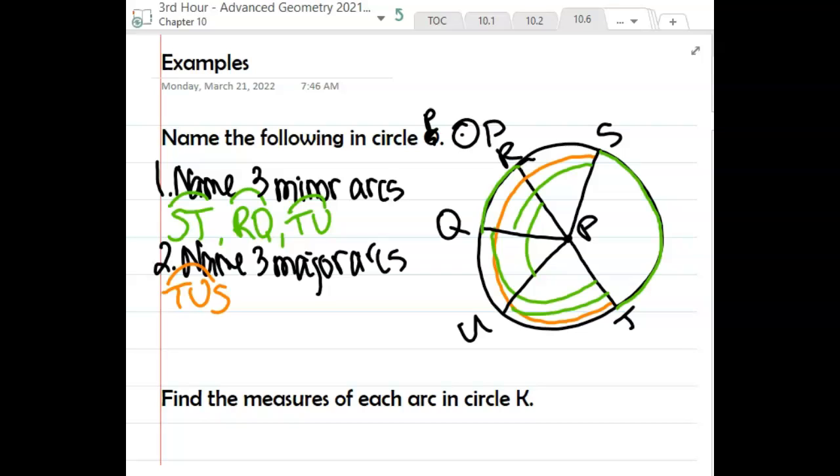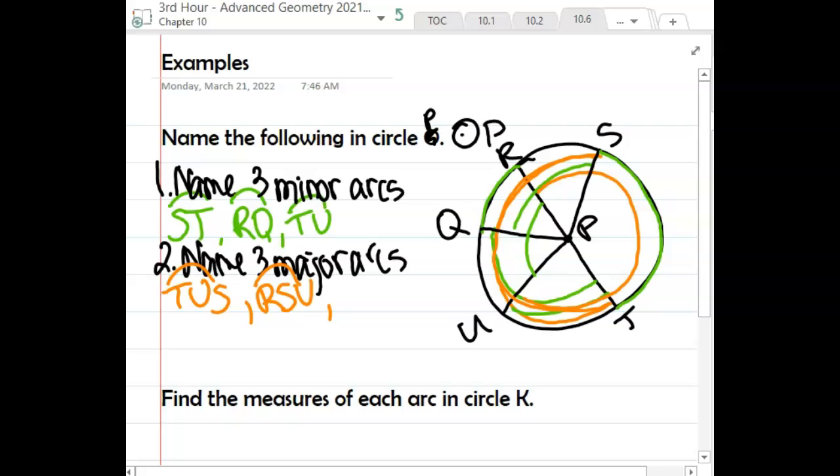Elijah? S-Q-T, which is actually the same arc we just did, isn't it? S-Q-T, that is going to be the same arc. So that would be another way to name it. Could we come up with a totally different arc? Gabby? R-S-U, very good. Got to go more than halfway around the circle.